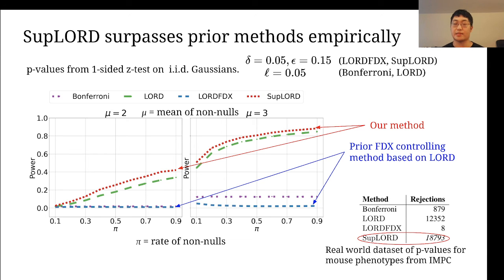We also run all these algorithms on a real-world data set, and we show that our algorithm makes the most rejections, which does not necessarily mean it has the most power, but this reflects the notion that it's a powerful algorithm.